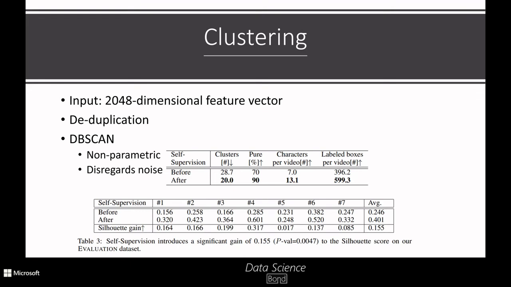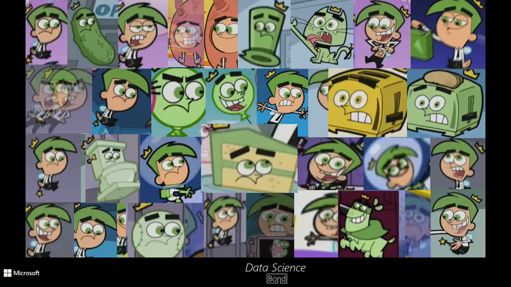Another test we've conducted is to estimate the silhouette gain. Silhouette is a metric to quantify the goodness of a clustering solution on its semantic space without having labels on those examples. So we can see that the silhouette is significantly better, higher, using self-supervision, with a p-value of less than 0.5%. And at the end, all of these examples were clustered together in the same cluster without any other character in it.